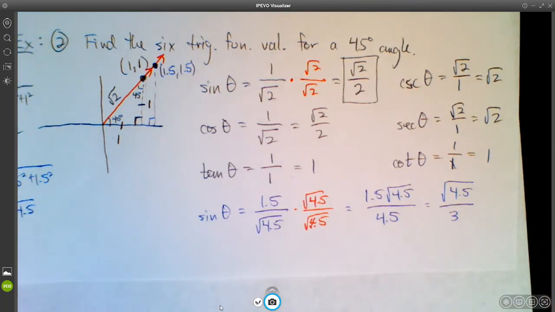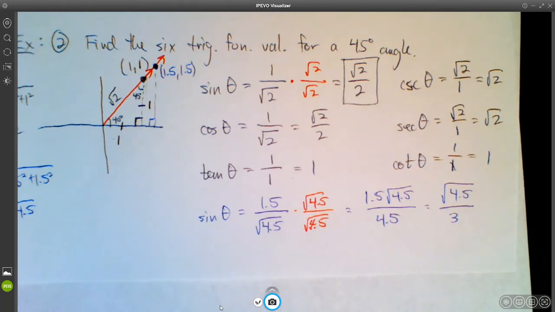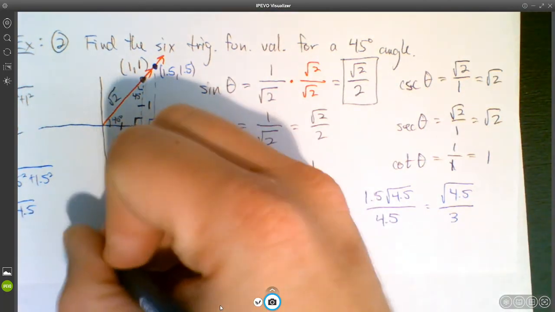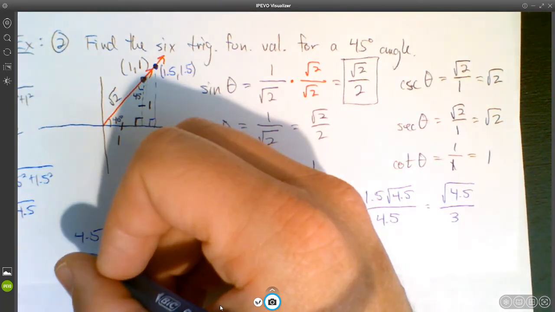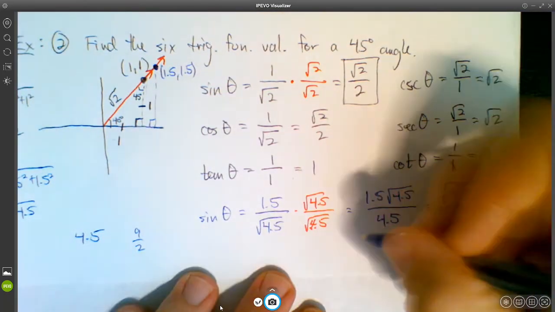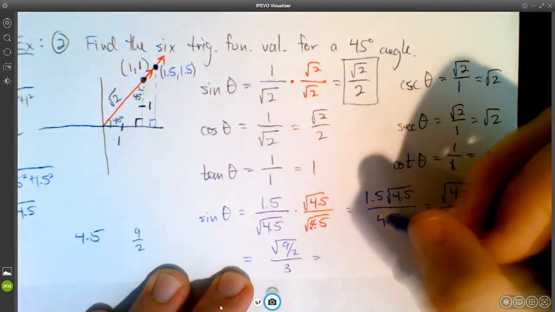We'd have to do some kind of messy algebra to get this to be root 2 over 2, I think. How can we force this to be 2? Ooh, this is tricky. So 4.5 is 9 halves. Okay, there we go. If we just rewrite it as a fraction, I think this will work. So this is the square root of 9 halves over 3.